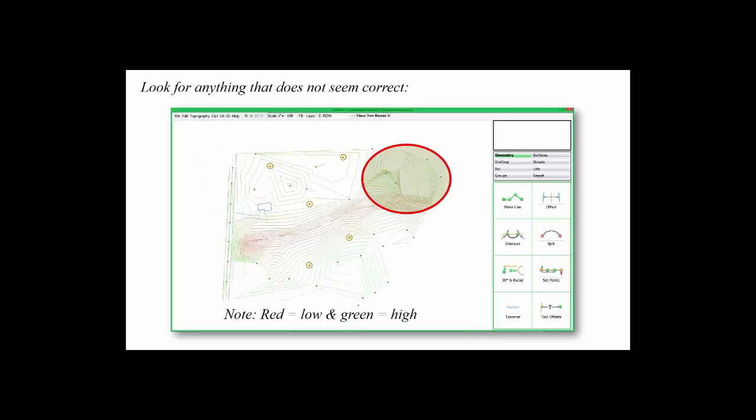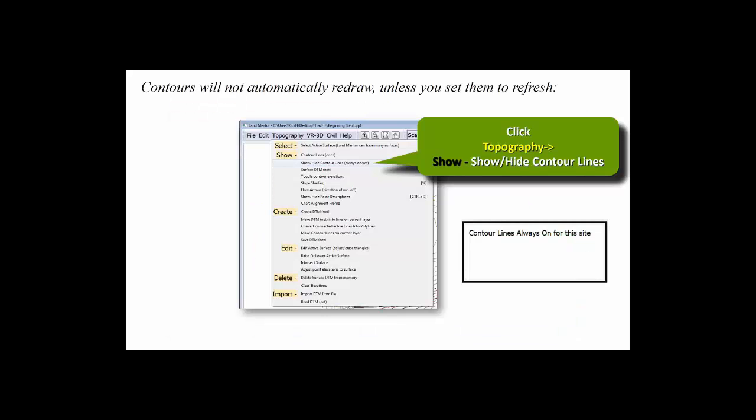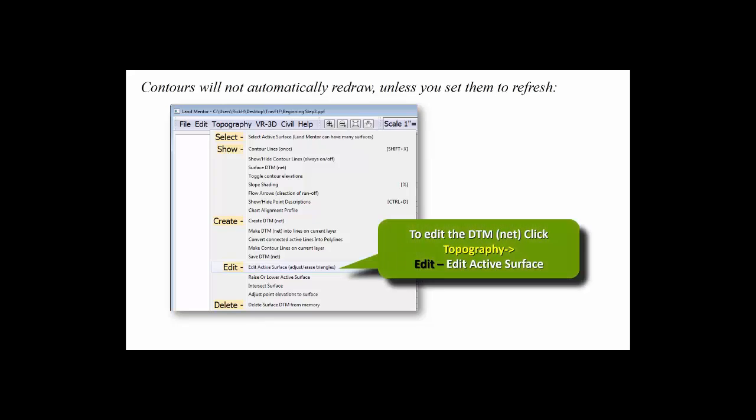Why name the DTM? Because you can have multiple DTMs. You can have this proposed and stuff like that. We don't recommend carrying too many because you could get confused, but you can carry multiple DTMs. Red is low, green is high. That red circled area doesn't quite look right. Really should have the contour lines always on. So you'll click Show Always On for this because they don't refresh on a drawing unless you tell it to.